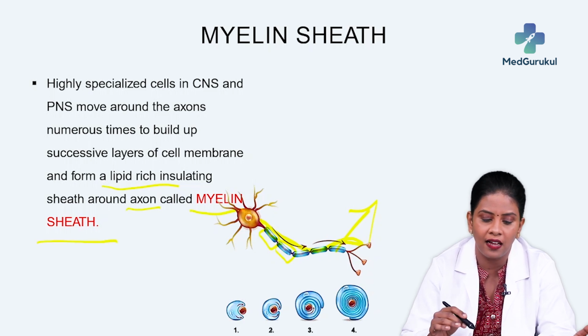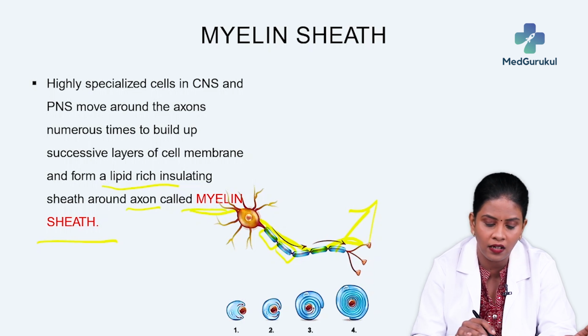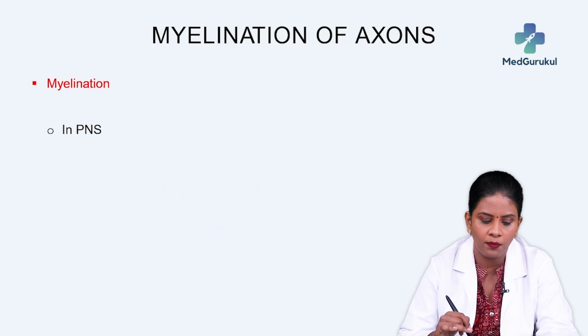So, the myelin sheath is formed by specialized cells which run around the axon, laying many layers around the axon and forming the myelin sheath. So, coming to the myelination.